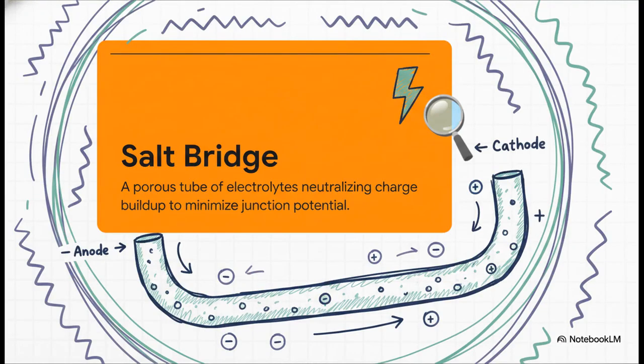Enter the salt bridge. This simple little piece of equipment is the ultimate painkiller for our cell. It's basically a porous tube filled with an inert electrolyte, like potassium chloride. It acts as a mediator. It's constantly dropping negative chloride ions to the anode side and positive potassium ions to the cathode side. This completely neutralizes that charge buildup, completes the internal circuit, and minimizes that restrictive junction potential. The salt bridge is exactly what keeps the power flowing smoothly.